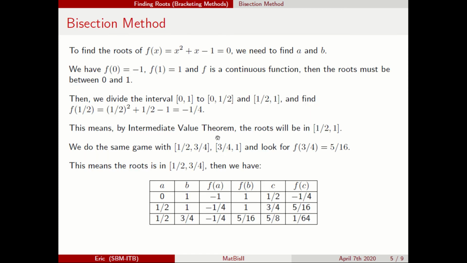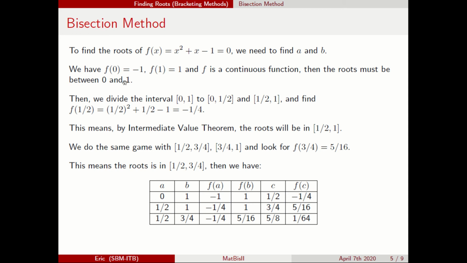Remember, yeah? So now we are going to find the roots of x squared plus x minus 1 equals 0. We need to find the location of the roots first. What is the location of the roots? If I look at f, the value f(0) is minus 1. The value f(1) is 1. Because f is continuous, why? Because f is just a polynomial, and a polynomial is a continuous function everywhere, the root must be between 0 and 1.